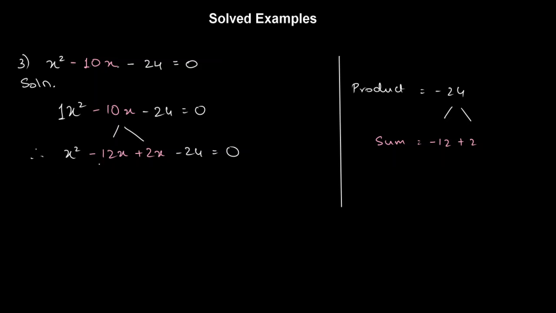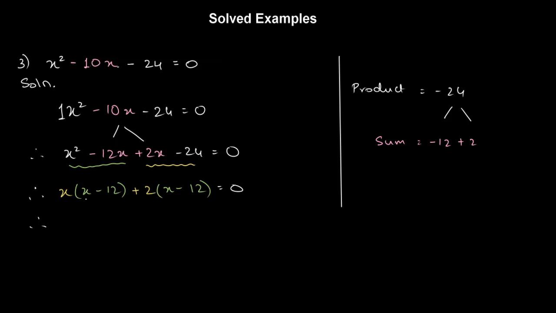Now between the first two terms, we have x which is common. If I take x common, I'll be left with x minus 12. What we've done is taken x common between these two terms. Now if I look at the third and fourth terms, I can see plus 2 is common, so I take the plus 2 common. In the bracket, I'll be left with x minus 12, and all of this is equal to 0.